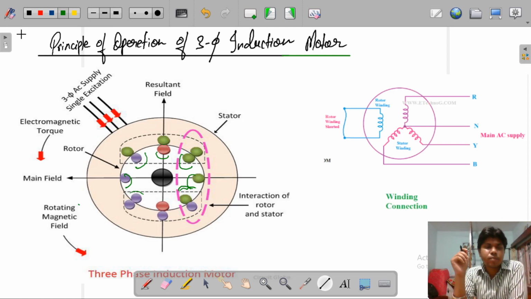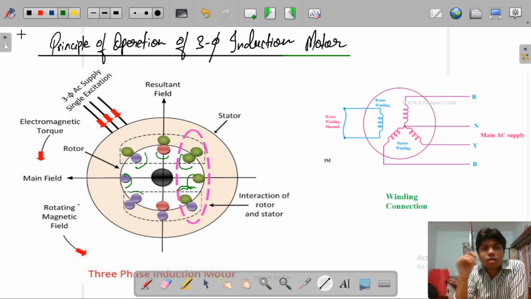I am Ranin Sen. So in the last lecture we discussed the introductory part of a three-phase induction motor and also saw the comparison of induction machines and transformer. In this lecture we are going to discuss the principle of operation of the three-phase induction motor, and also try to understand how the induction motor works according to Faraday's law of electromagnetic induction.